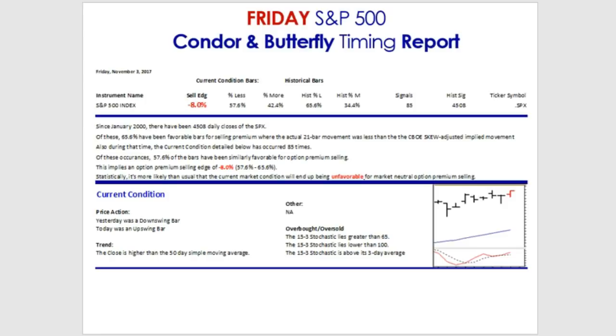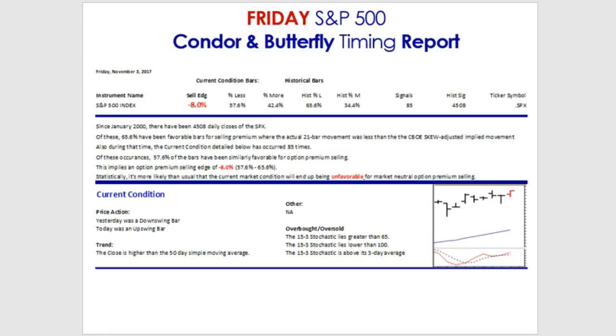Since January of 2000, we've had over 4,500 daily closes of the S&P 500. Of these 4,500, 65.6% have been favorable bars for selling options premium, where the actual subsequent 21 bar movement was less than the movement implied by the CBOE skew-adjusted implied volatility, or the VIX. So once again, 65% of the bars turned out favorable where the actual movement was less than what was implied by the option prices.